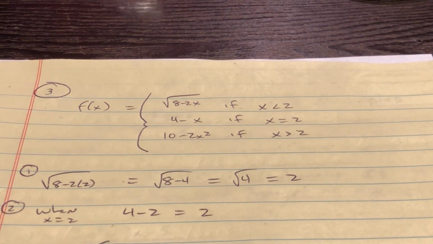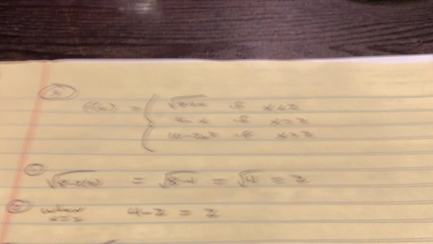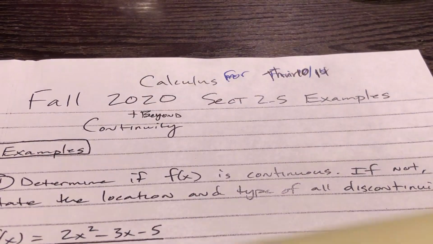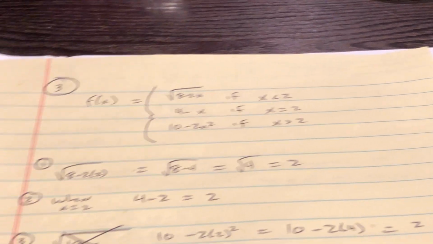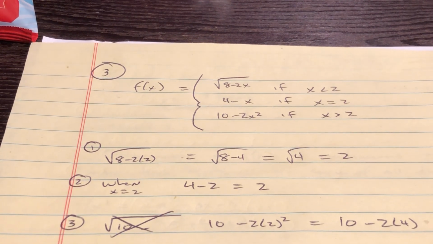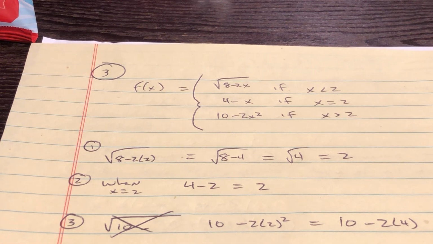F of x. This is a piecewise function here. And what are we doing on 3? Let's take a look on 3. Determine if f of x is continuous. If not, state the location and what type of discontinuity you have.